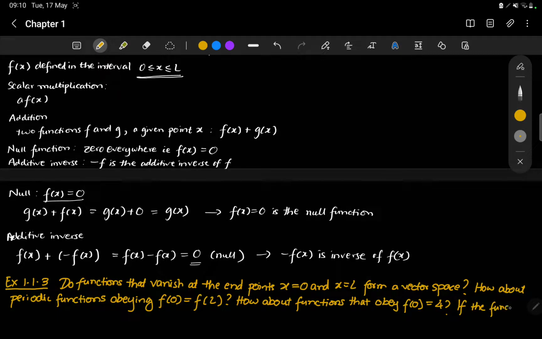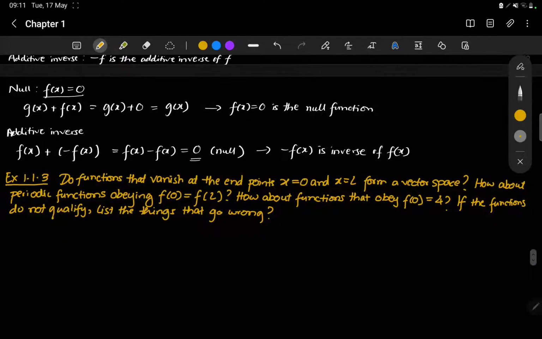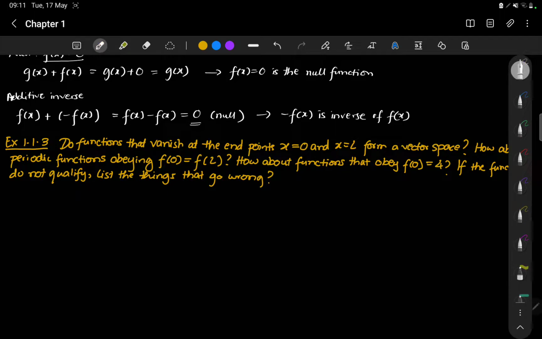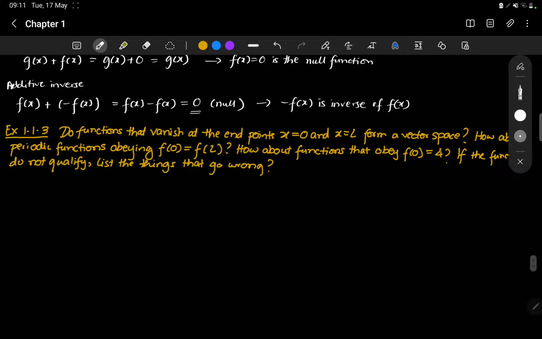If the functions do not qualify, list the things that go wrong. So basically we need to justify our claims, why we are saying that certain functions will form a vector space, why certain functions will not form a vector space. So let us solve this question. Let us look at the first part.